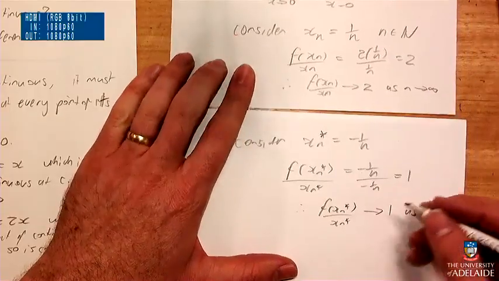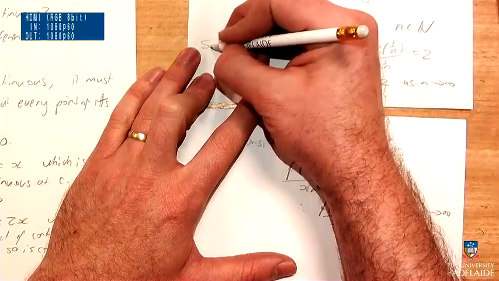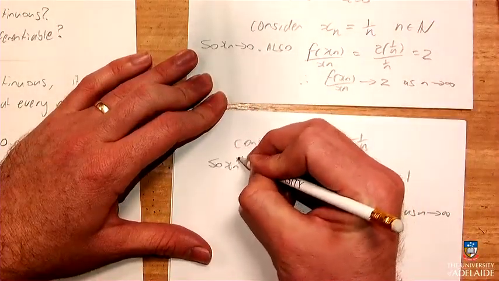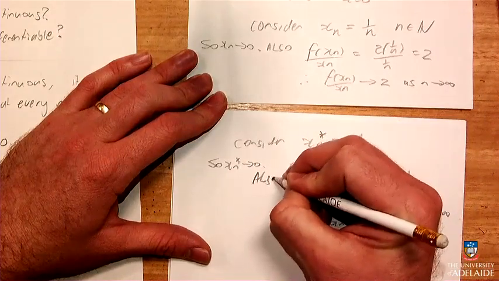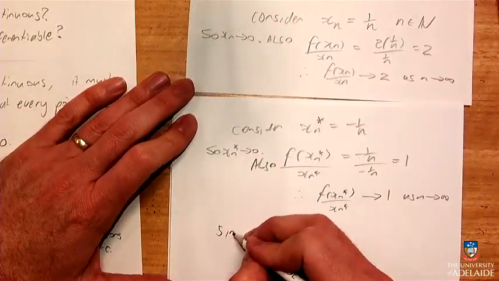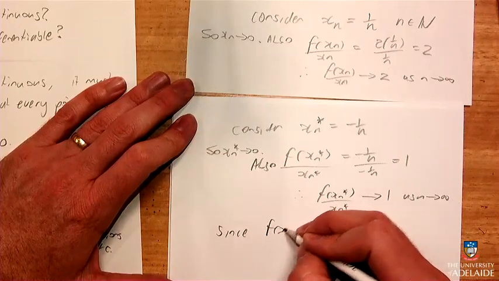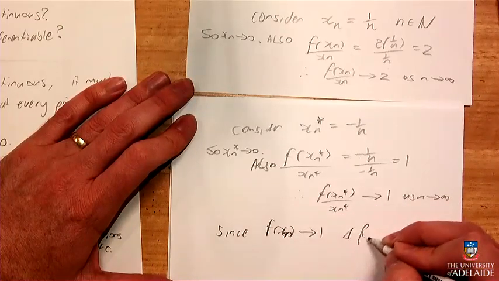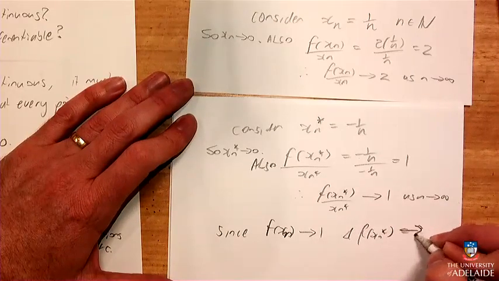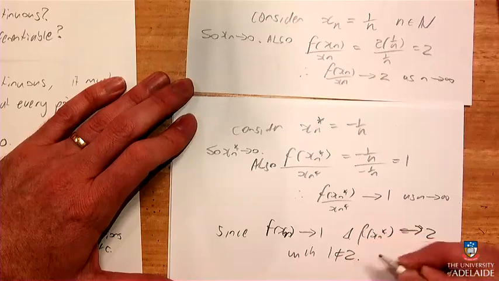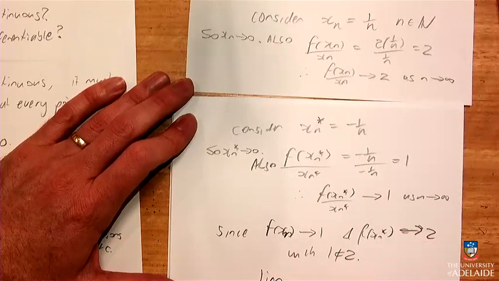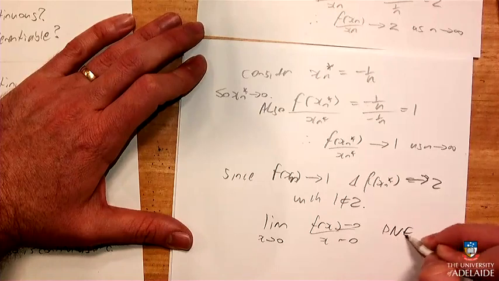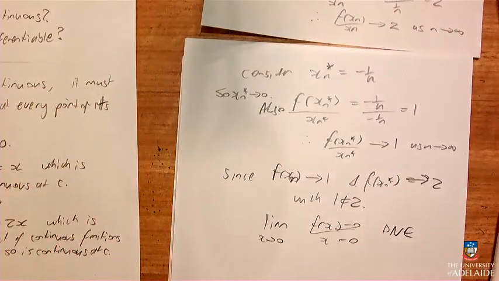so we should actually say here, xn goes to 0 and also xn star goes to 0, and since f of xn goes to 1 and f of xn star goes to 2, with 1 not being equal to 2, the limit as x goes to 0 of f of x over x does not exist. Right. I don't know if that was the best way, but it was the first thing I thought of.